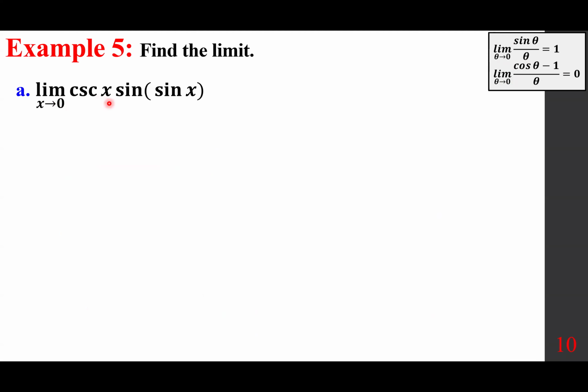Limit of cosecant x times sine x as x approaches 0. We know cosecant is 1 over sine. So we can replace this with 1 over sine.